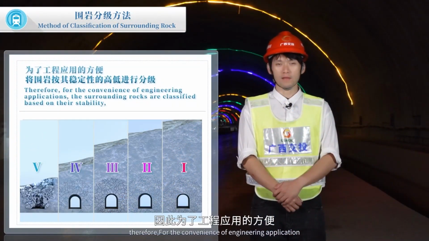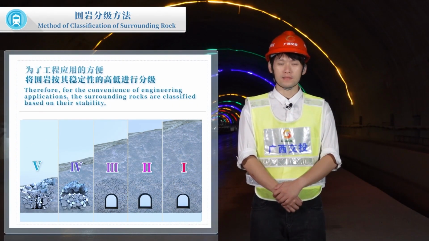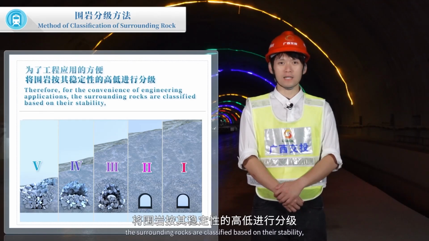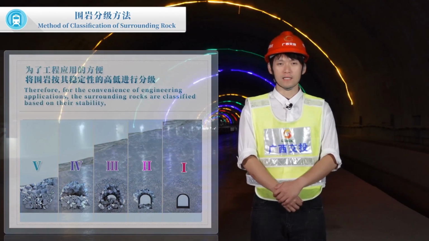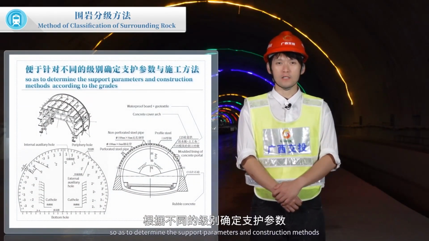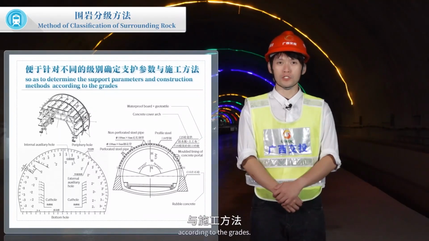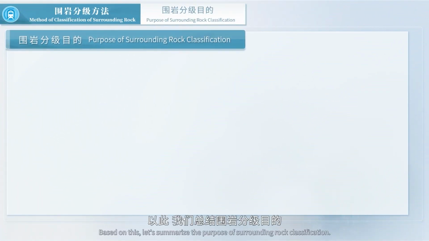Therefore, for the convenience of engineering application, the surrounding rocks are classified based on their stability, so as to determine the support parameters and construction methods according to the grades. Based on this, let's summarize the purpose of surrounding rock classification.